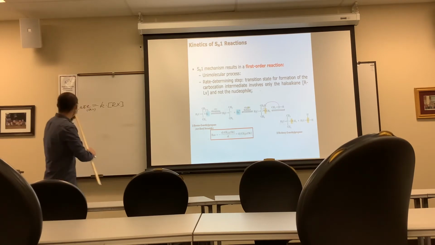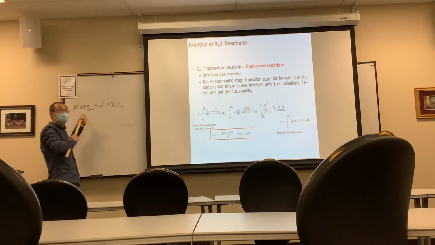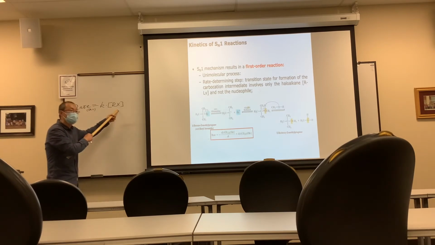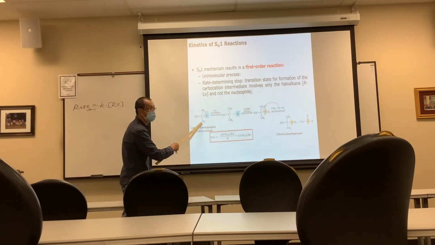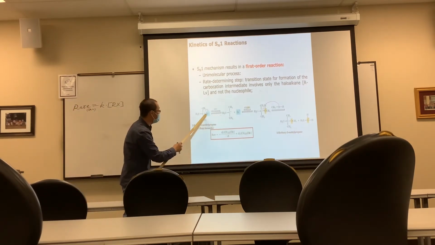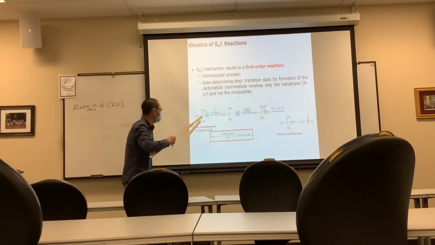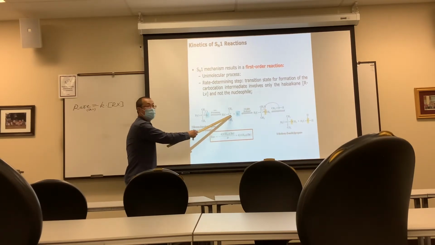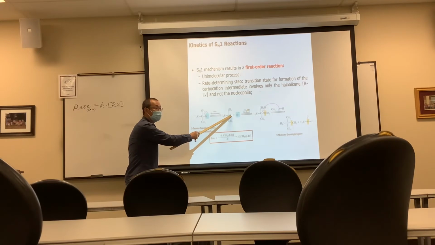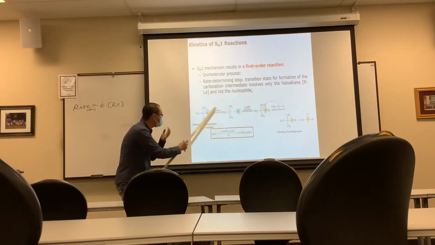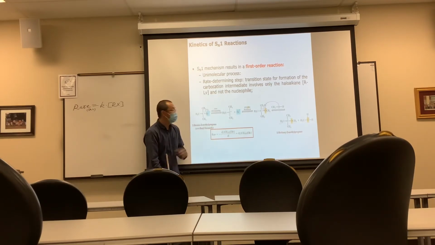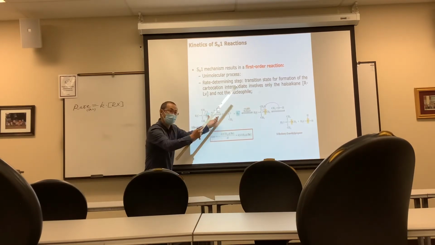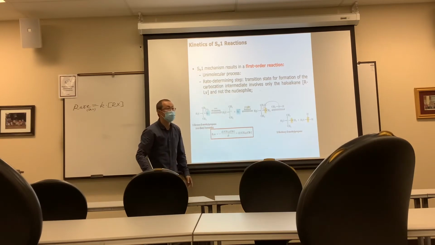The rate of SN1 is only determined by the concentration of Rx, because that's the only thing involved in the rate determining step. Take a look, this is Rx. What happens in the rate determining step is the leaving of the leaving group from the Rx to give you the carbocation. Rate determining step means this step determines the rate. If this step determines the rate, we don't care about the other step because it doesn't determine the rate.